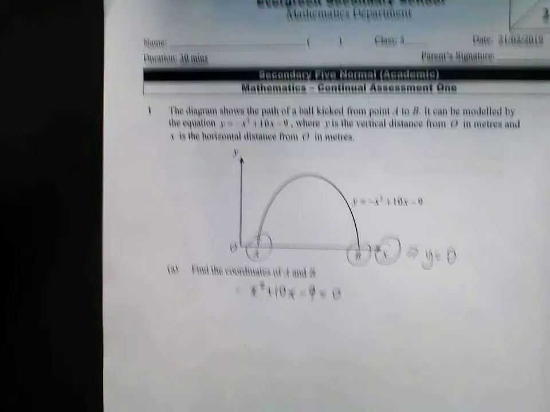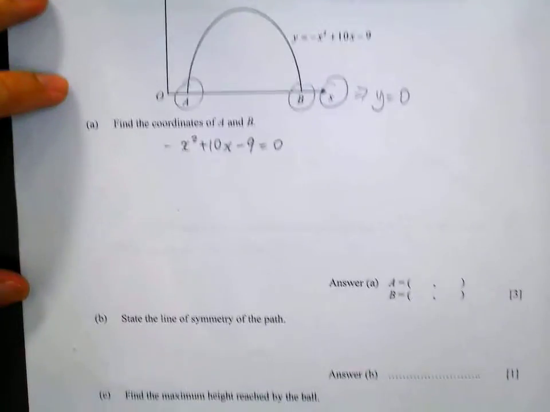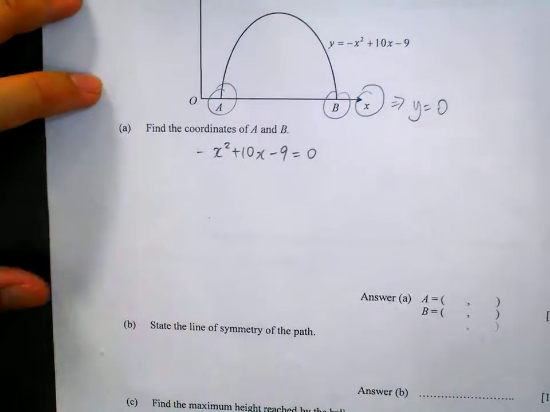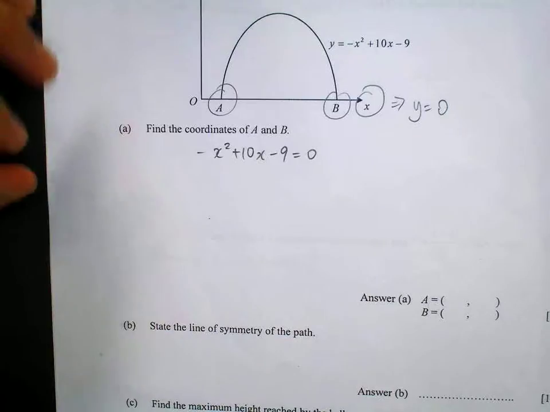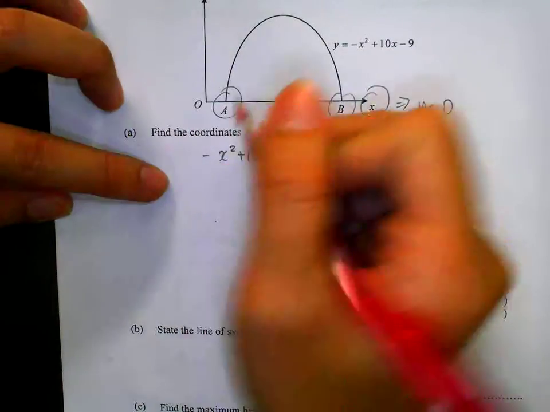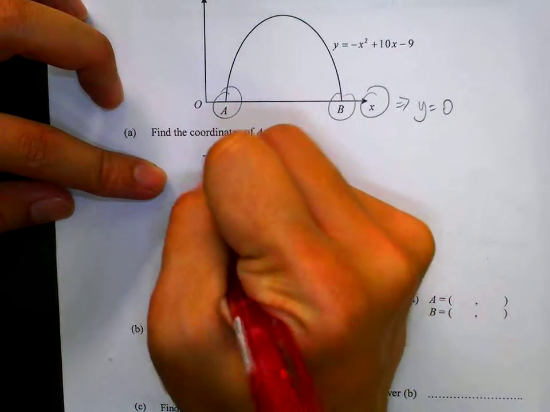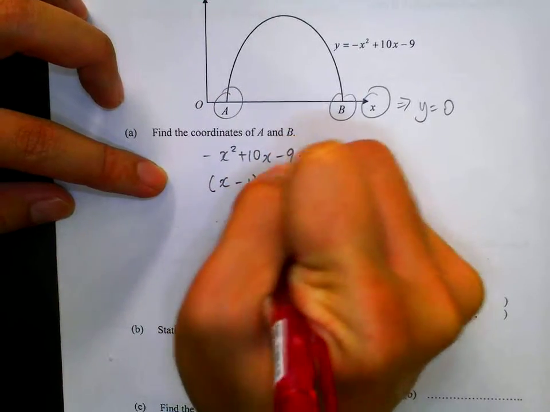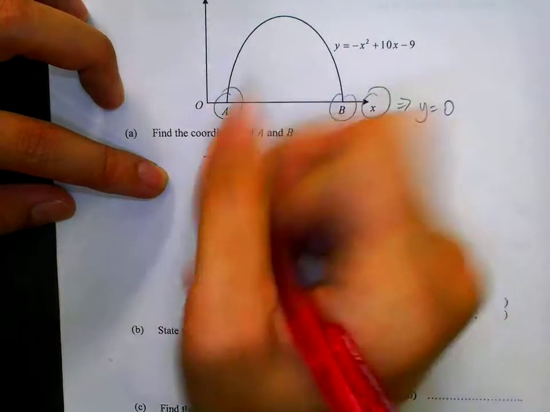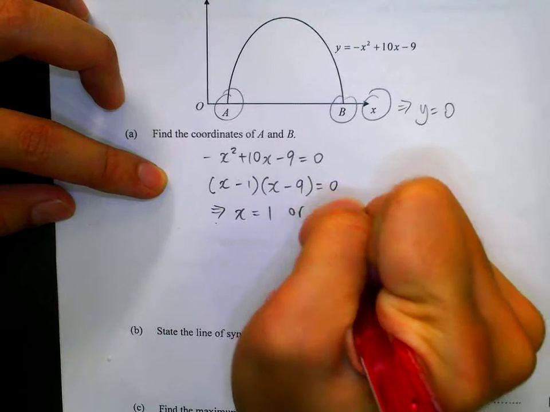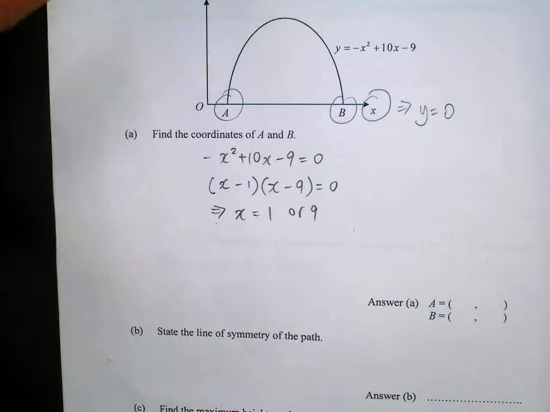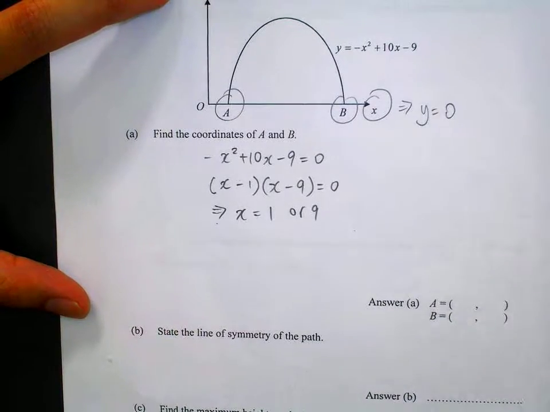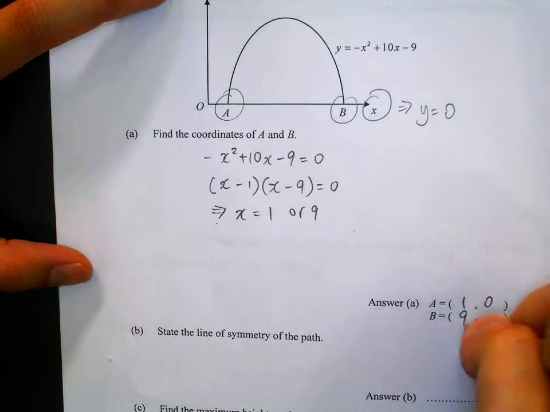So if we want to solve a quadratic equation over here, methods: quadratic formula, factorization, complete the square, and so on. Whatever you do, if you use factorization, you should end up with x minus 1, x minus 9 equals 0. Therefore, we get x equals 1 or 9. Am I right? Any questions so far? So here A must be (1, 0), B must be (9, 0).